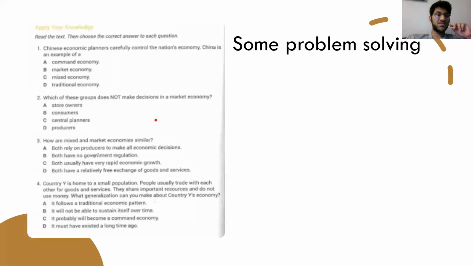Let's look at "both have no government regulation." That's not true because in mixed economies we know that there is some government regulation. So it is not true that both have no government regulation. So we know that A is not true. We know that B is not true.